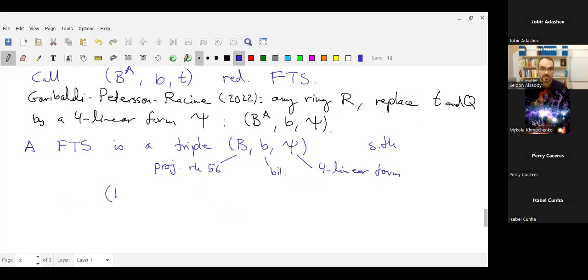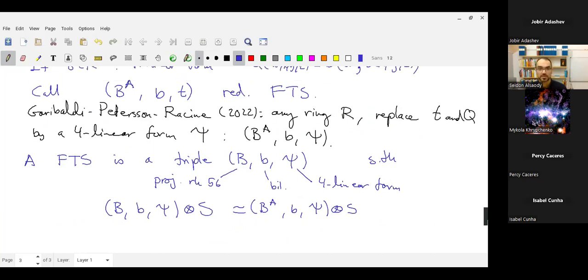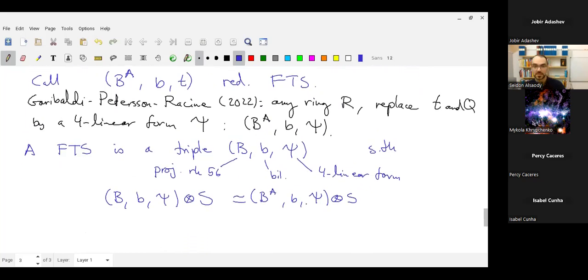Such that if I extend scalars, I'll write it by tensoring the whole thing with S, this becomes like this, where S is FPPF, faithfully flat over R.